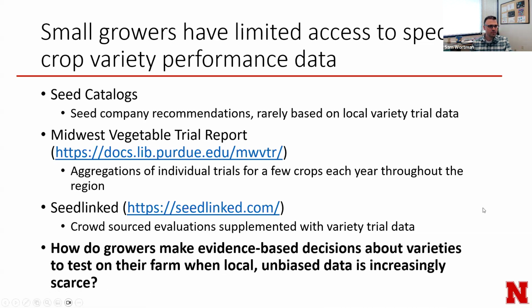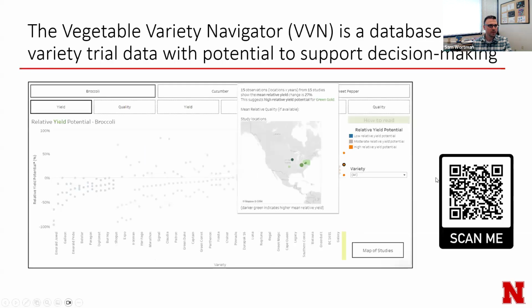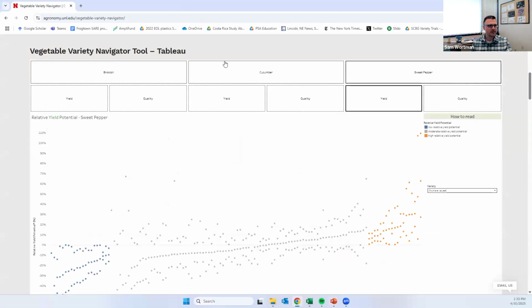And really, we wanted to try to answer this question: how do growers make evidence-based decisions about varieties to test on their farm when local unbiased data is increasingly scarce? We're trying to find the best of all these tools, and how we can make it easier for small growers to access data to make informed decisions about the best varieties for them. All right, so this is what the interface looks like. At this point, I'm going to try to do a quick demonstration of how the tool might work for you. So let's make sure that works here.